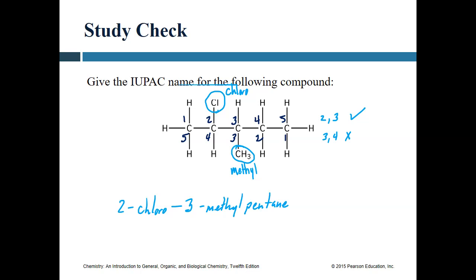Question? Okay, I understand the 2, 3 being able to go with that one because it's smaller, but I don't understand where you got the 3 and 4. If I were counting this bottom way, then it would have been 4 chloro and 3 methyl. Because the chloro would have been on the 4th carbon in that numbering system as opposed to the 2nd carbon. Okay?